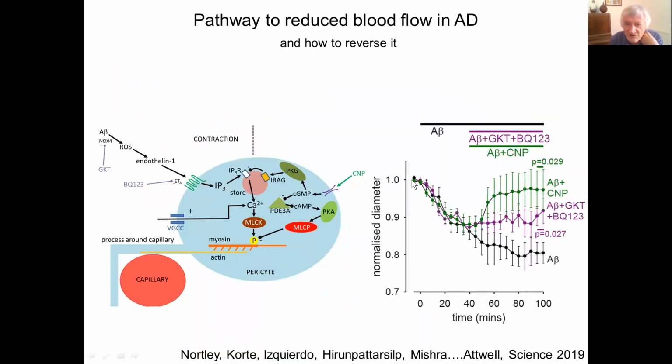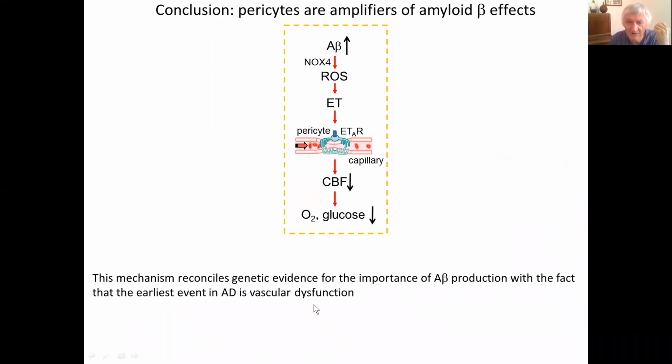When we induce constriction by A-beta in a brain slice, this is what normally happens. If we block these activating phases here, you stop any further constriction occurring, but it doesn't reverse very quickly. But if we apply the C-type natriuretic peptide, then that gives you a rapid reversal of the constriction. So we're now working on further developments of this to try to stop the constriction of capillaries in AD.